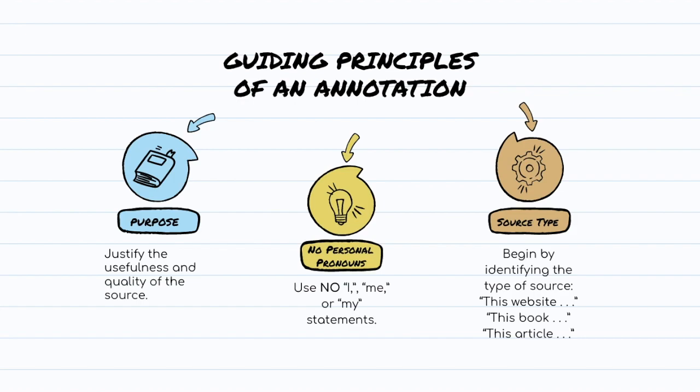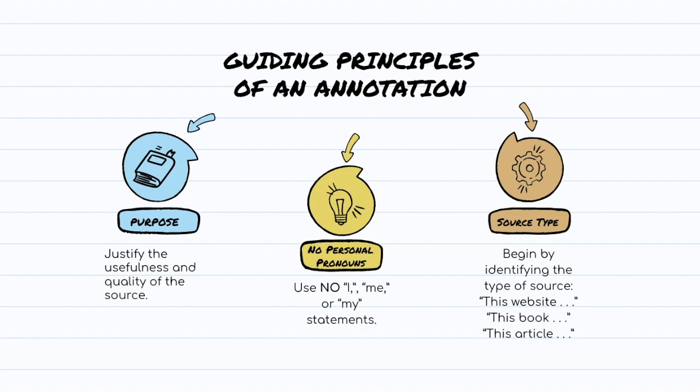In addition to the core elements of an annotation, I want to give you some tips on how to get going within the annotation. I'd like you to keep in mind some guiding principles when writing these up. Always keep in mind the purpose. We need students to be able to justify the usefulness and quality of the source that you've used in your research. Never ever use personal pronouns within your annotation. Keep it academic. It shouldn't be about you and your opinion, so not a lot of I's, me's, or my's.